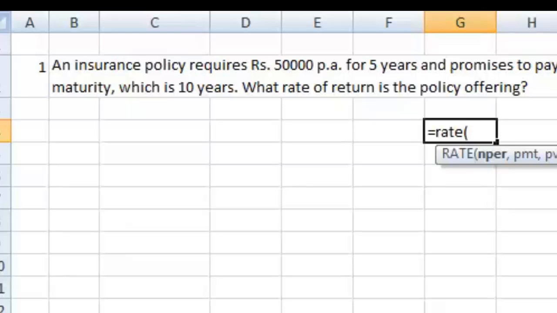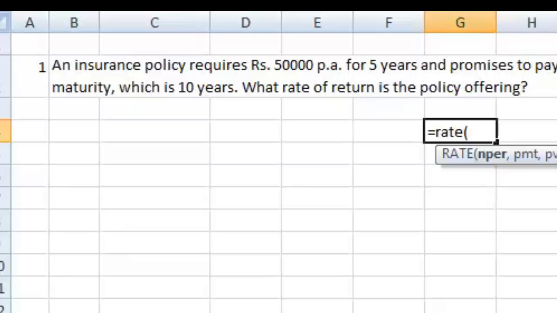Because when I put nper as 10, that will mean that investment of 50,000 has happened for all 10 years. But if I put nper as 5, which is the number of years for which investment has happened, that will also mean that I am getting my maturity after 5 years. Neither of them is true.